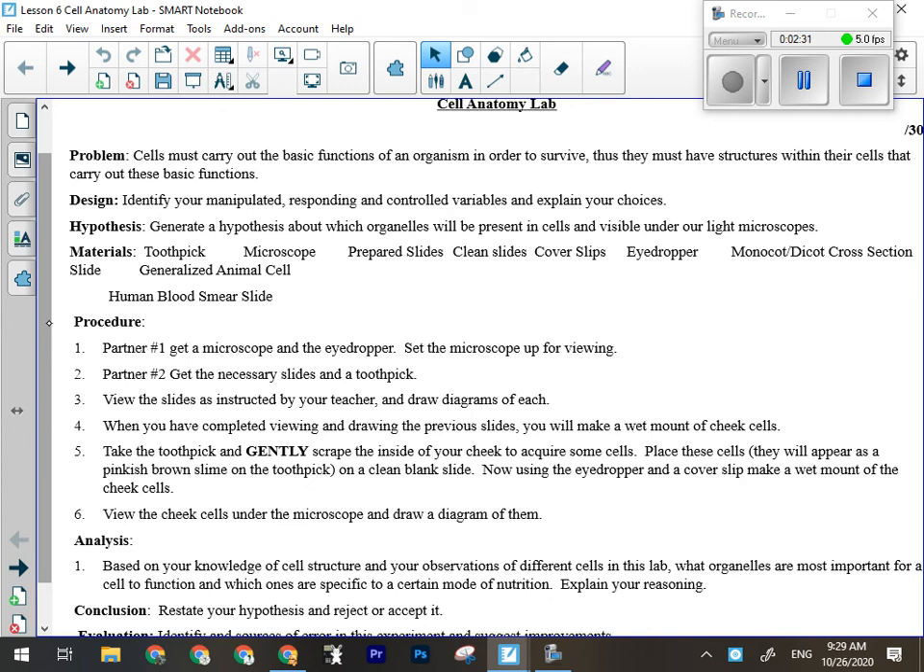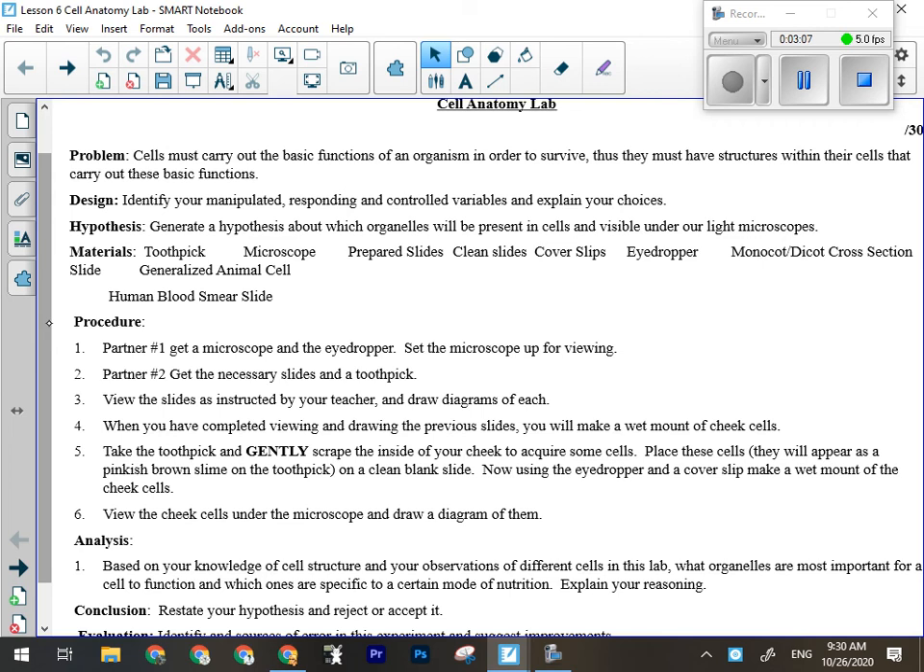So if we're looking at our variables here, in this experiment, we're looking at cells from different types of organisms. In fact, what we're kind of doing is repeating Schleiden and Schwann's experiment. We're looking at cells from lots of different organisms. We're trying to see what structures they would have. We're looking for common structures that carry out basic functions. What are some things that we would need to control each time we look through the microscope?